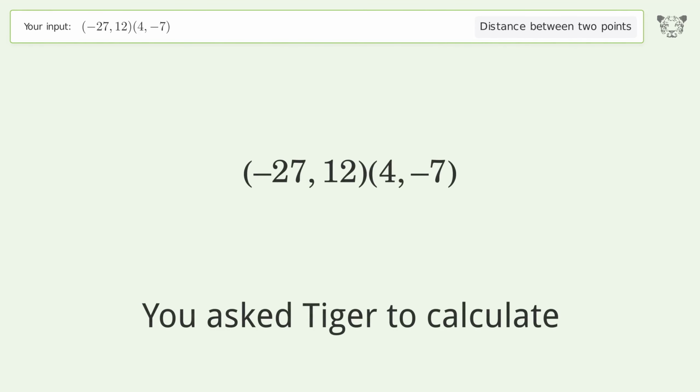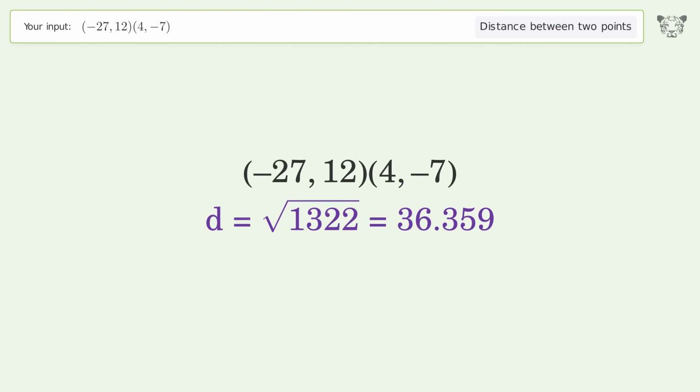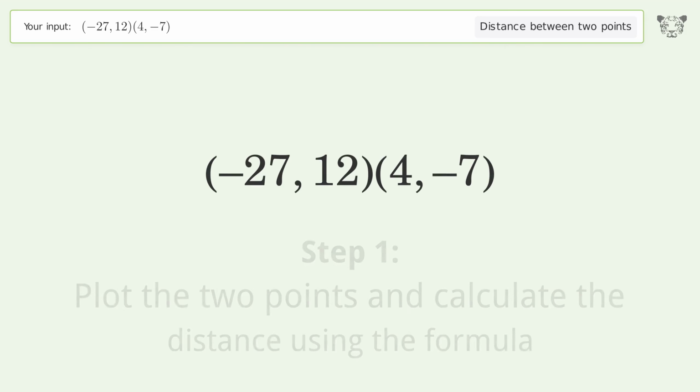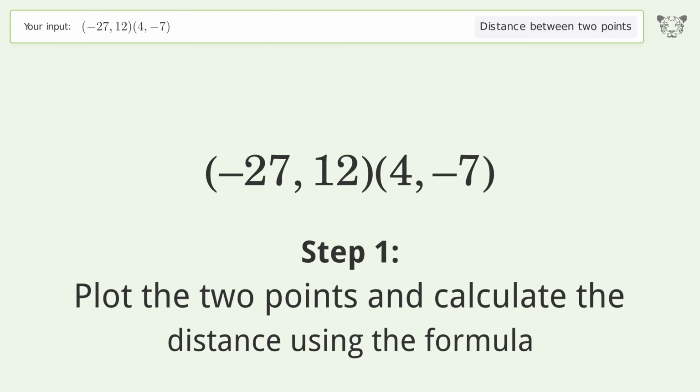You ask Tiger to calculate. This deals with the distance between 2 points. The distance between the 2 points is the square root of 1,322, or 36.359. Let's solve it step by step. Plot the 2 points and calculate the distance using the formula.